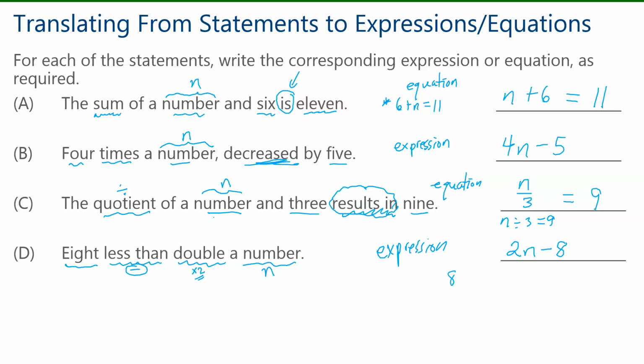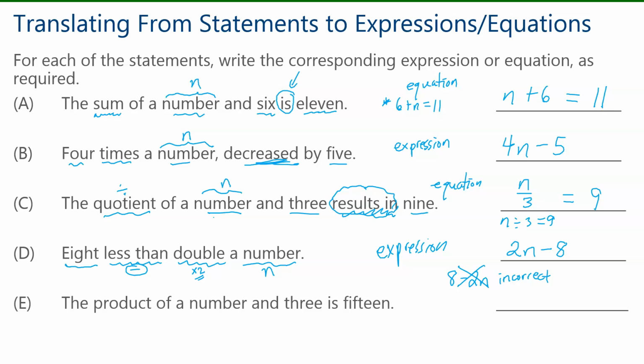If you happen to write this down, 8 subtract 2n, that would be incorrect here. Be very careful. 8 less than double a number, you got to double up the number first and then take 8 away from it. In E, the product of a number and 3 is 15.